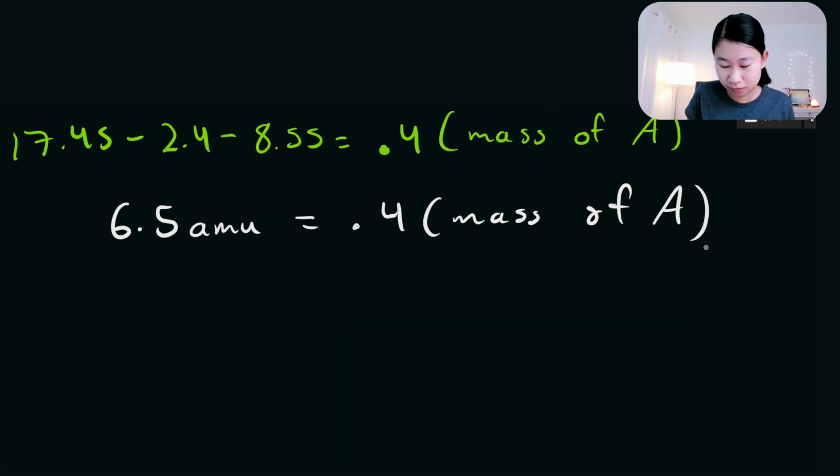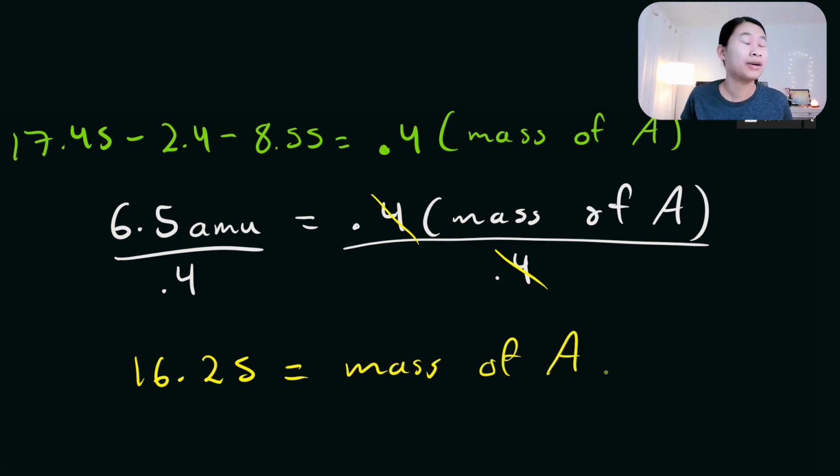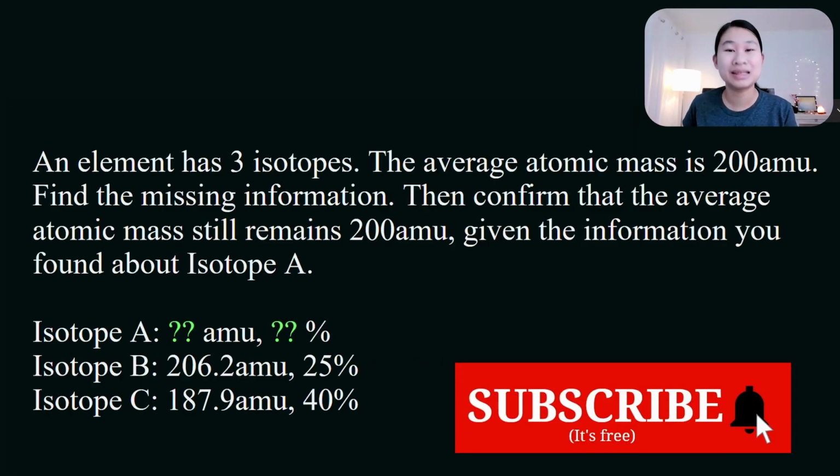Finally, you're going to divide both sides by 0.4. 0.4 will cancel out on the right, and on the left, you'll have 16.25, and that will be equal to the mass of A. All right, so isotope A has 16.25 AMU. Now here's a problem that I will leave for you to solve and answer in the comments.